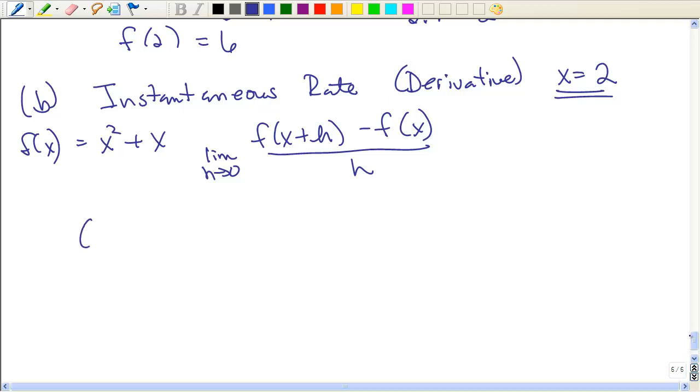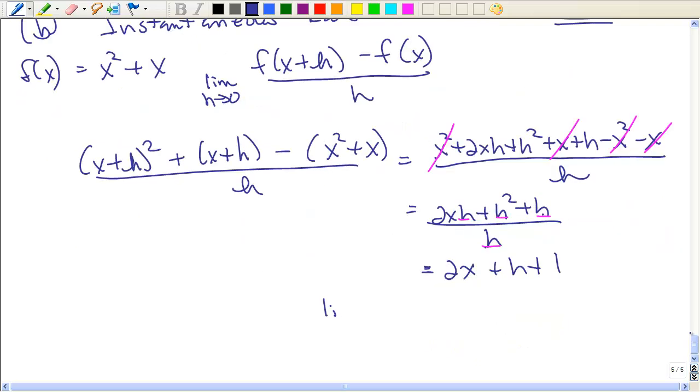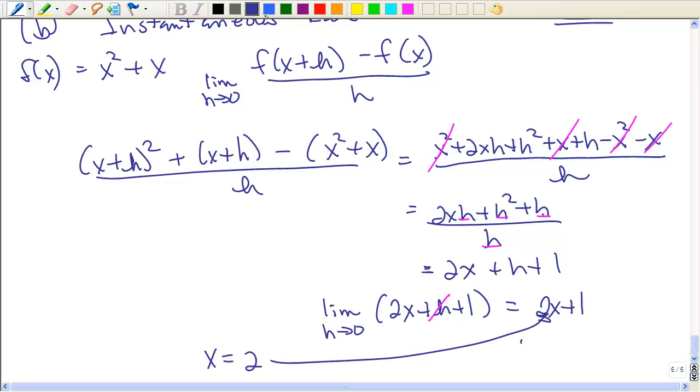We can reduce our h's because they all have an h. Don't leave out that 1 at the end. H goes into h one time. And then we're going to take the limit as h approaches 0. So that's 0, and I get 2x plus 1. Now we need to find the instantaneous rate when x is 2. So we're going to plug in 2 right there. 2 times 2 plus 1. Lo and behold, it's 5.